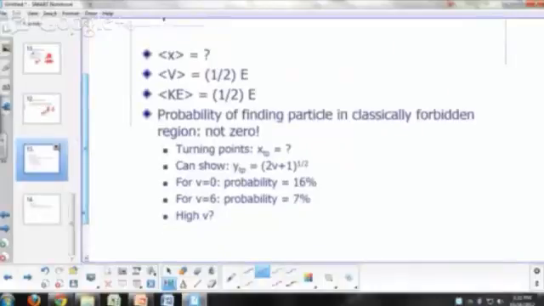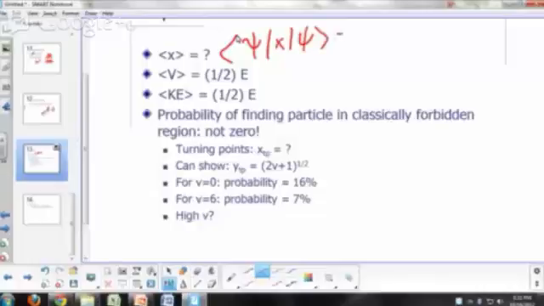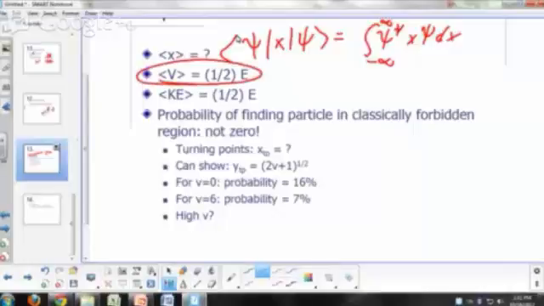So how would you calculate these properties? What's the average location of your particle? What integral would you have to write? Psi x psi, right? So this is going to be the integral of psi star x psi dx from negative infinity to infinity. Just plug in the functions. And if you were to calculate the average potential energy, you'll find it's just going to be 1/2 of the energy. What's the energy? It's v plus 1/2 h nu. And you'll find that the average kinetic energy is also going to be 1/2 of the energy.